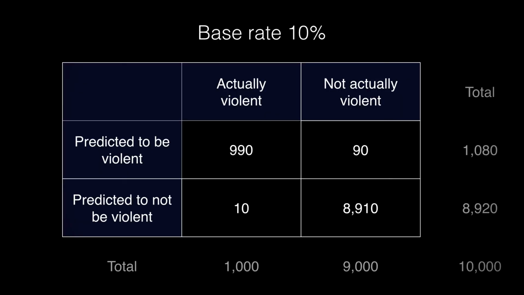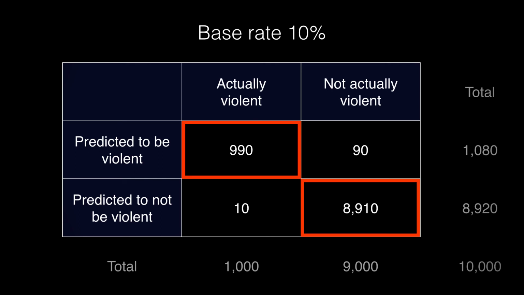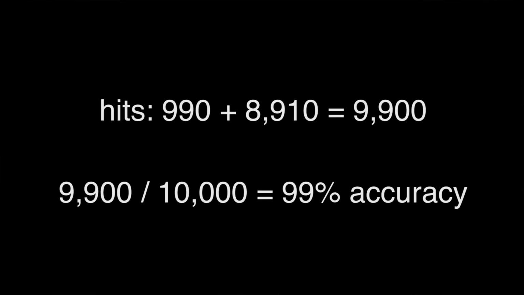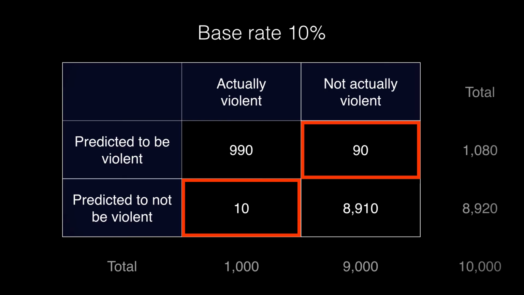As can be seen from this table, 990 out of 1,000 people are accurately predicted to commit assault, and 8,910 people out of 9,000 are accurately predicted not to commit assault. As such, the accuracy of our measure is 99%, and so only 1% of people, or 100 out of 10,000, will be misclassified. Of those misclassifications, they are 9 times more likely to be predicting that a person will commit assault when in fact they won't.